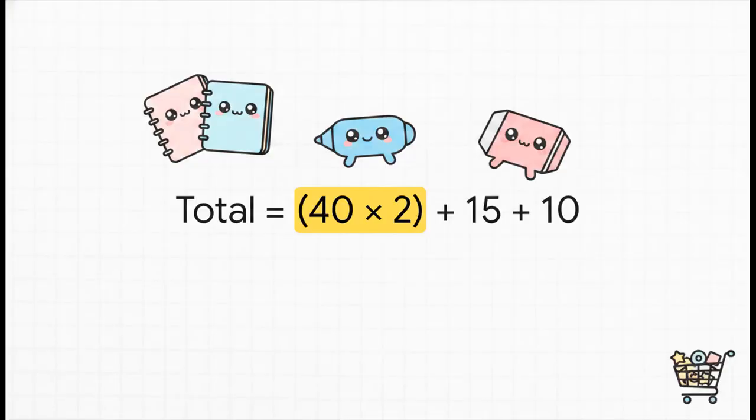Well, we build a shopping expression. To calculate the cost, we take the 40 rupees for the notebook and multiply it by 2. Then we add the 15 rupees for the pen and the 10 rupees for the eraser. So our expression becomes 40 times 2 in parentheses plus 15 plus 10. Honestly, whether you're calculating shopping bills, keeping track of sports scores, or figuring out travel distances, arithmetic expressions are these hidden mathematical engines helping you make sense of the world every single day.